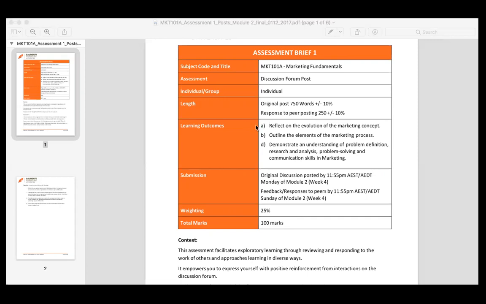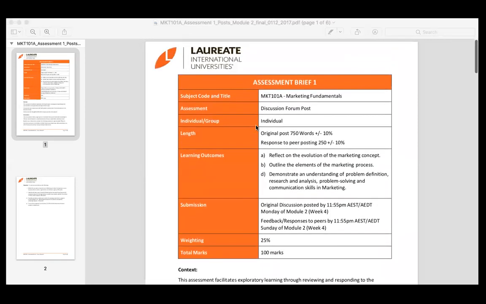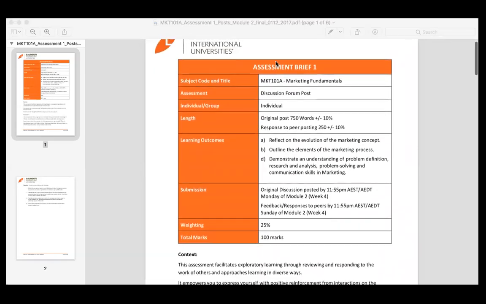Can everybody see that I'm sharing the assessment brief? Yes. Okay, brilliant. First of all, this is important. Please ignore the due date in here. The due date in here is not relevant for us. Please refer to the timetable I posted a few days ago. That's the first thing.